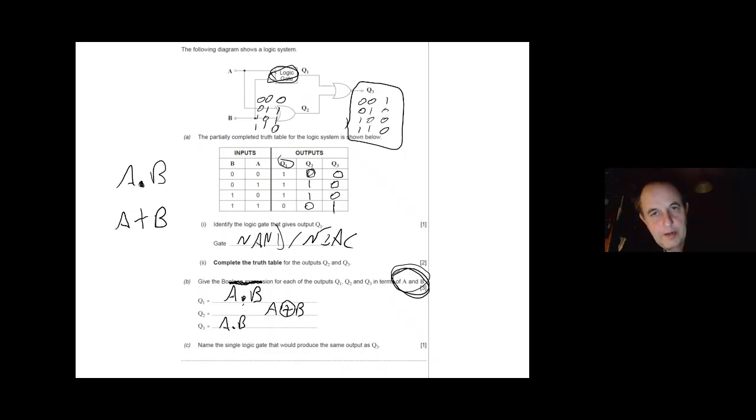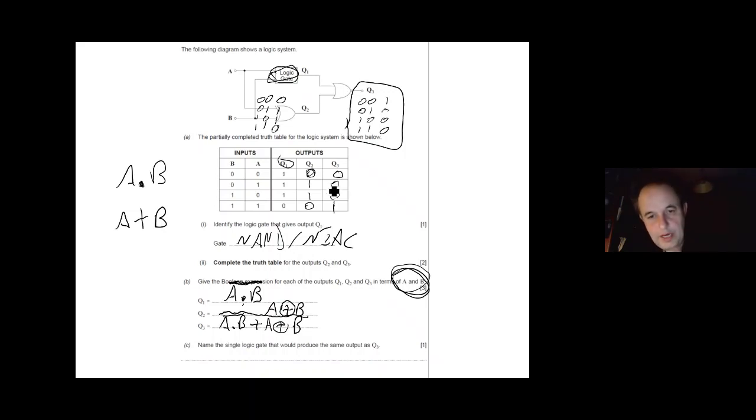So for this particular one, Q1 and Q2, what we've got is A and B going in, line on top, because that's the NAND. Okay, and then it's a NOR gate. So a NOR gate would be a plus with a line going over everything. Okay, that is the Q2 in terms of A and B. I'm going to put a line over everything as well, because this one was a NOR function.